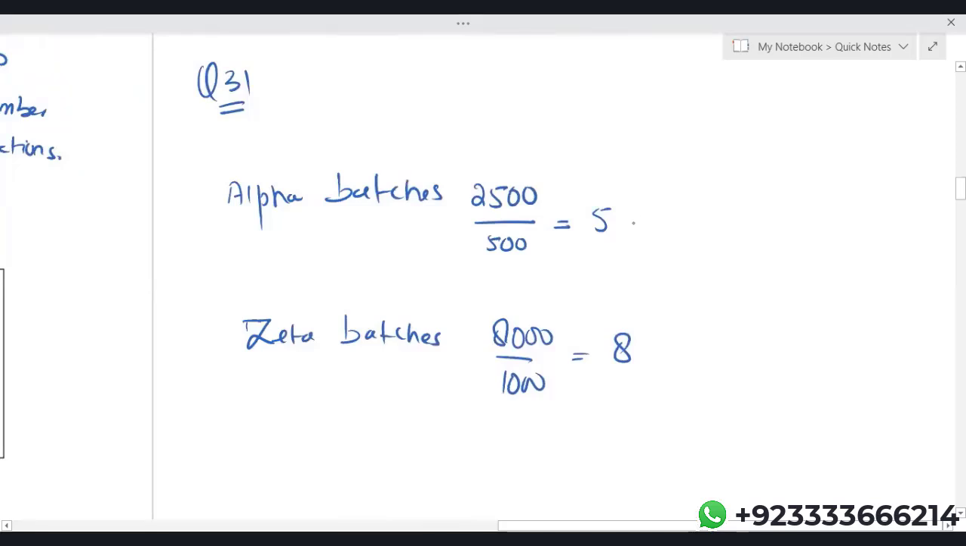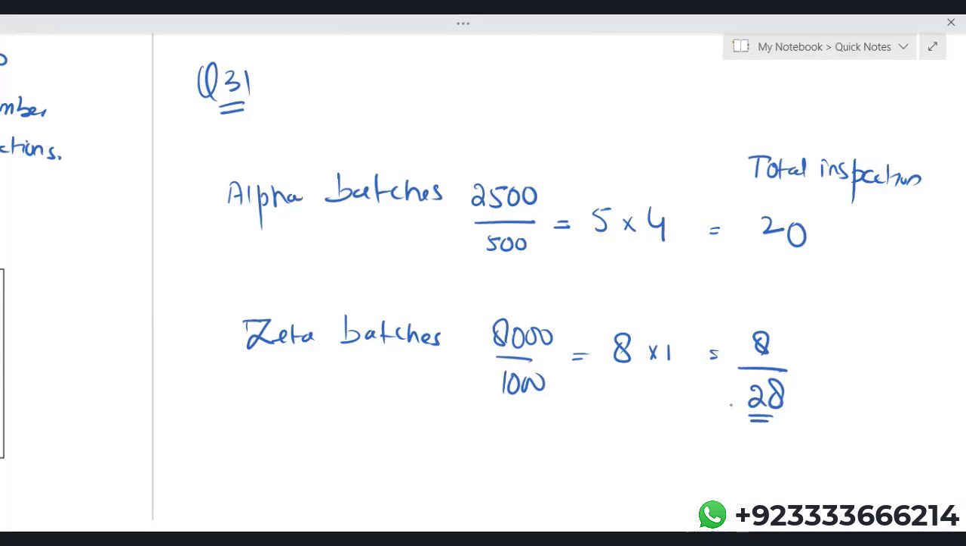Okay. One batch needs 4 inspections. Here, one batch needs 1 inspection. So total inspections: Alpha needs 20, Zeta needs 8. So the total inspections of Alpha and Zeta is 28. Great. Now, very easily we can calculate per inspection overhead cost.